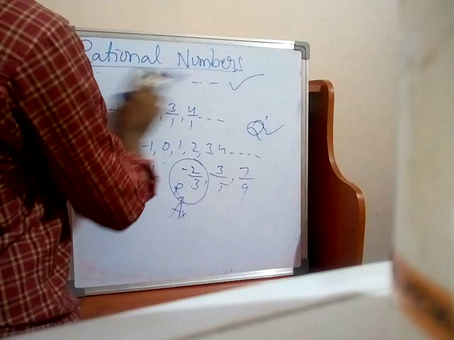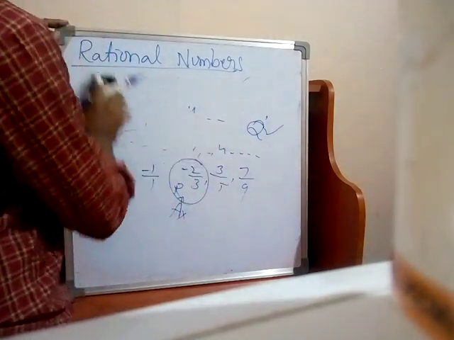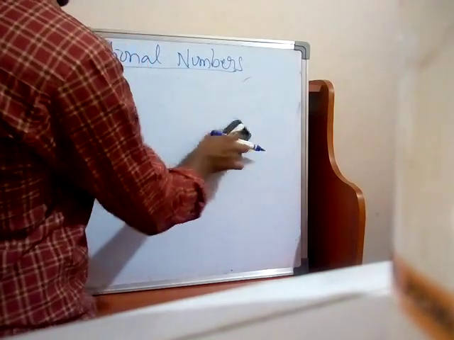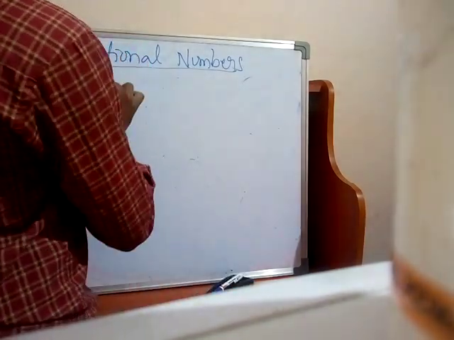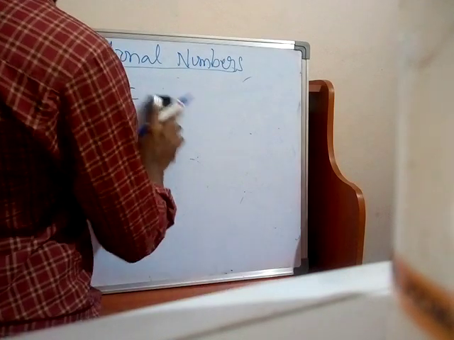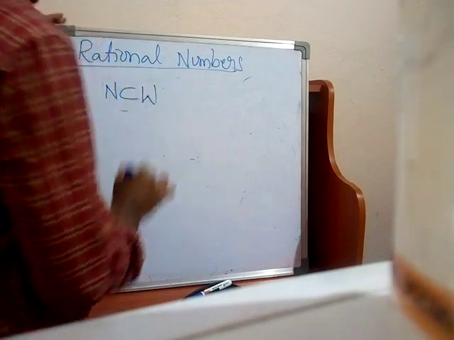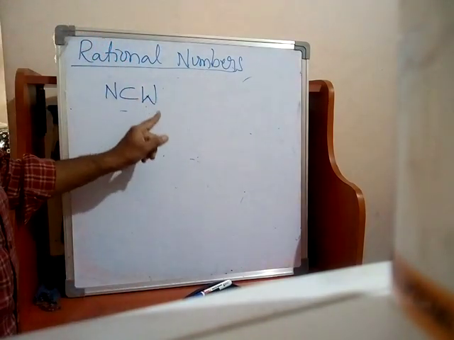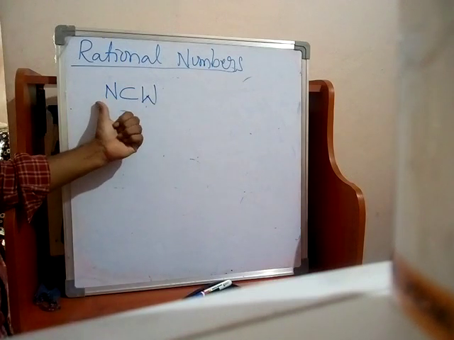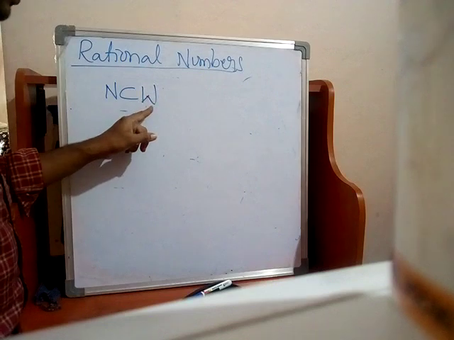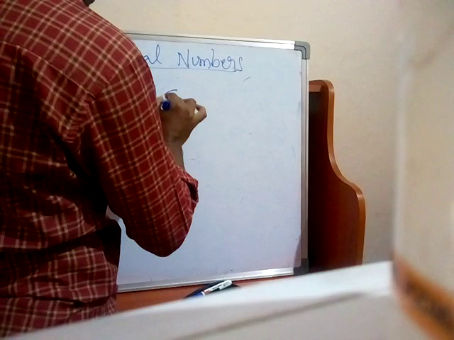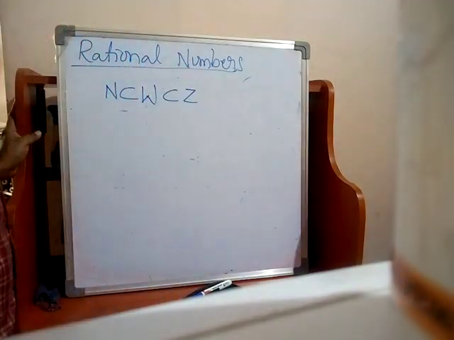So all natural numbers are whole numbers, all whole numbers are integers, all integers are rational numbers. So all natural numbers are whole numbers. Why? Because what is the definition of whole numbers? All natural numbers together with 0. So that's why all natural numbers are whole numbers. All whole numbers may not be natural numbers. Why? Because 0 is a whole number, but 0 is not a natural number. All whole numbers are integers.